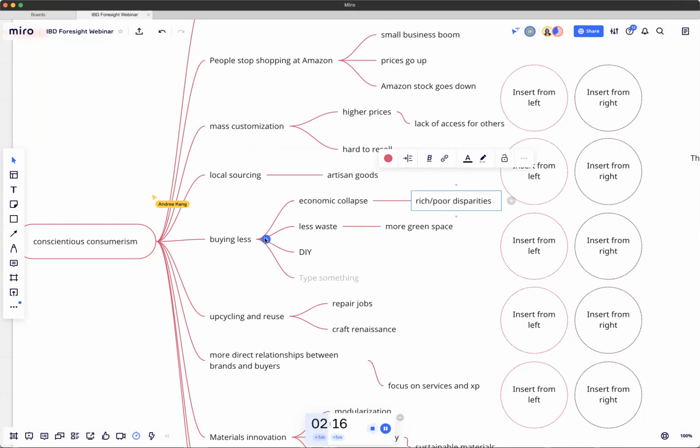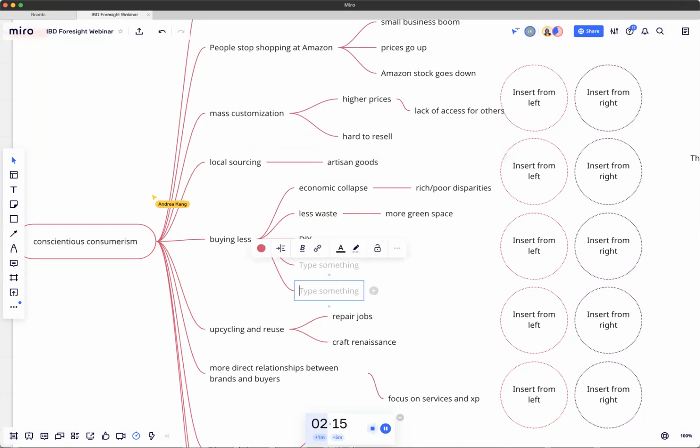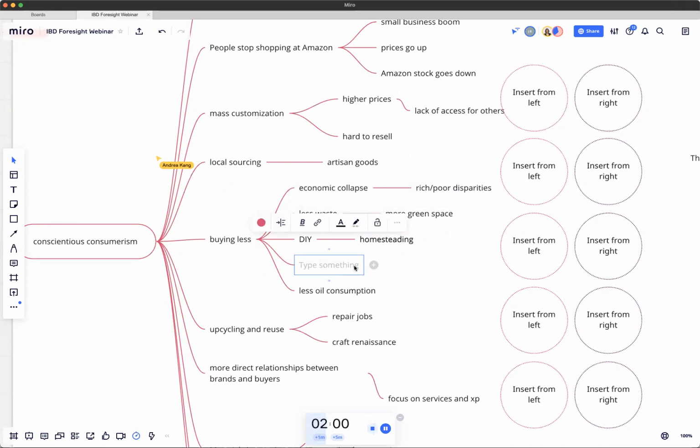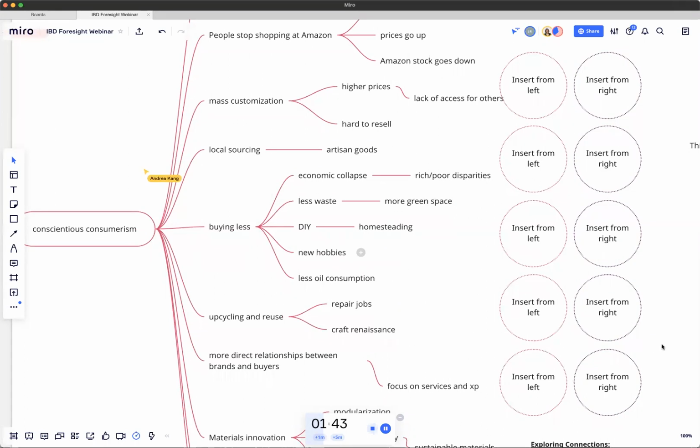So more of that sort of emotional connection. Oh, DIY, someone mentioned more homesteading. That's interesting, sort of that everything off the land mentality. DIY, yeah, new hobbies, new skills. It's great. I like that. You guys are really good at this.